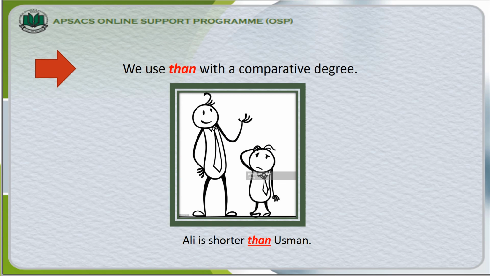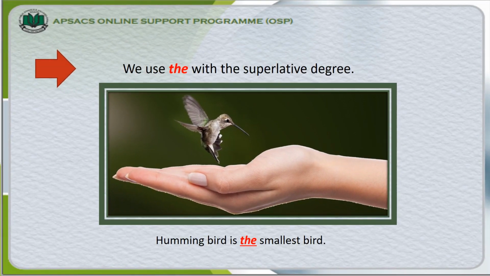Always remember, students, that we use than with a comparative degree. For example, Ali is shorter than Usman. We use the with the superlative degree. For example, hummingbird is the smallest bird.